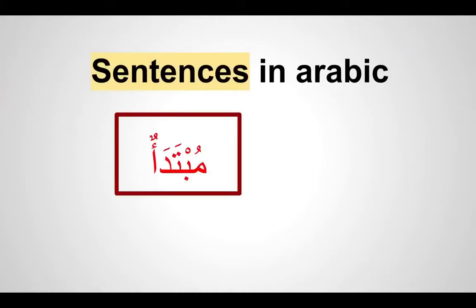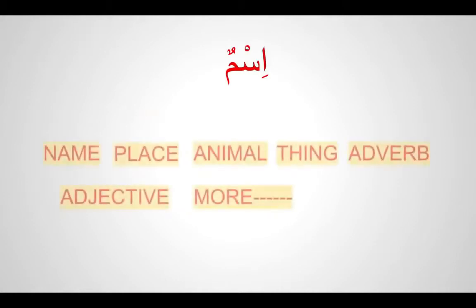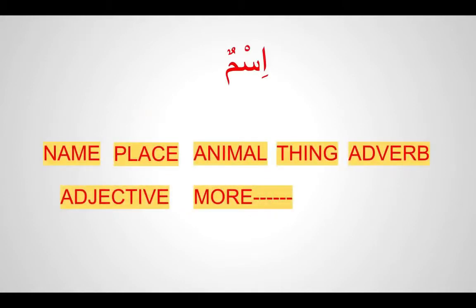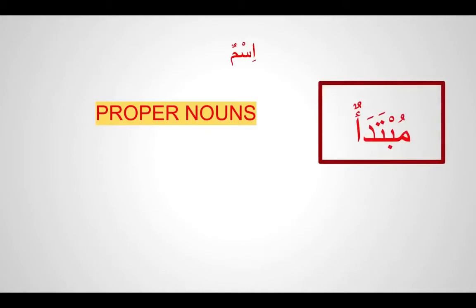So we've learned so far that in Jumlat al-Ismiya, you have Mubtada, which comes at the beginning of a sentence, and Khabar. So what are the things which make Mubtada? We know it's Ism, and these are the things which come under Ism: name, place, animal, thing, adjective, adverb. So any word which starts with these things becomes Mubtada. All these things can be put together and they're called proper nouns. So when you see these proper nouns at the front of a sentence, then you know that is a mubtada.